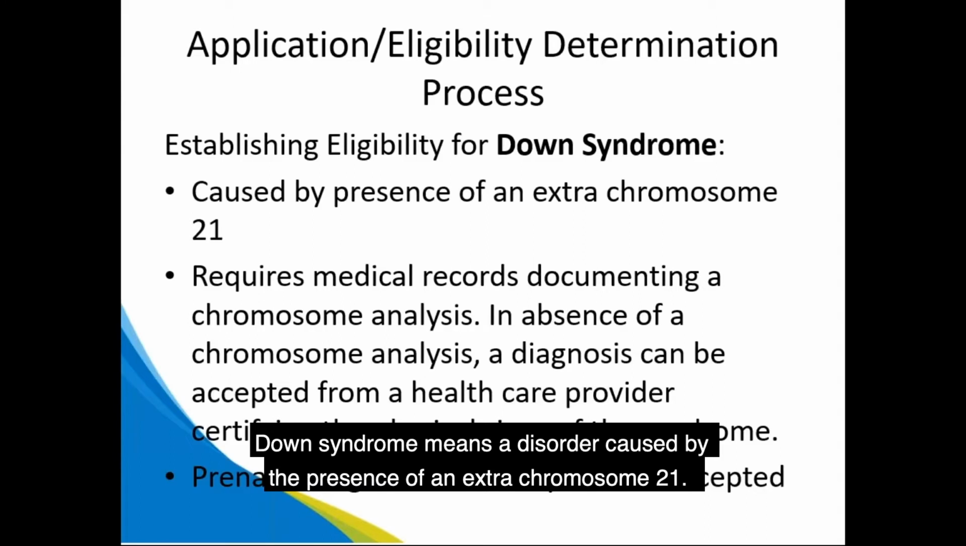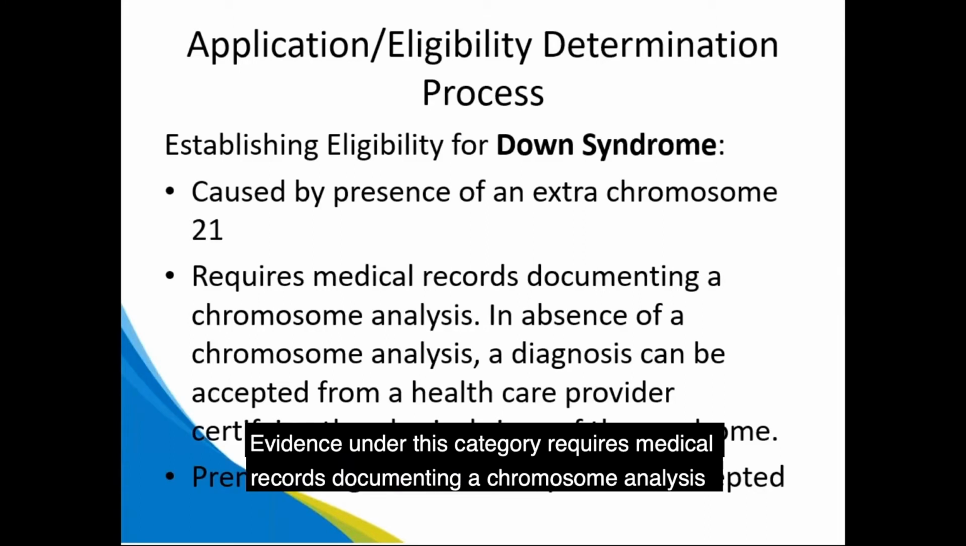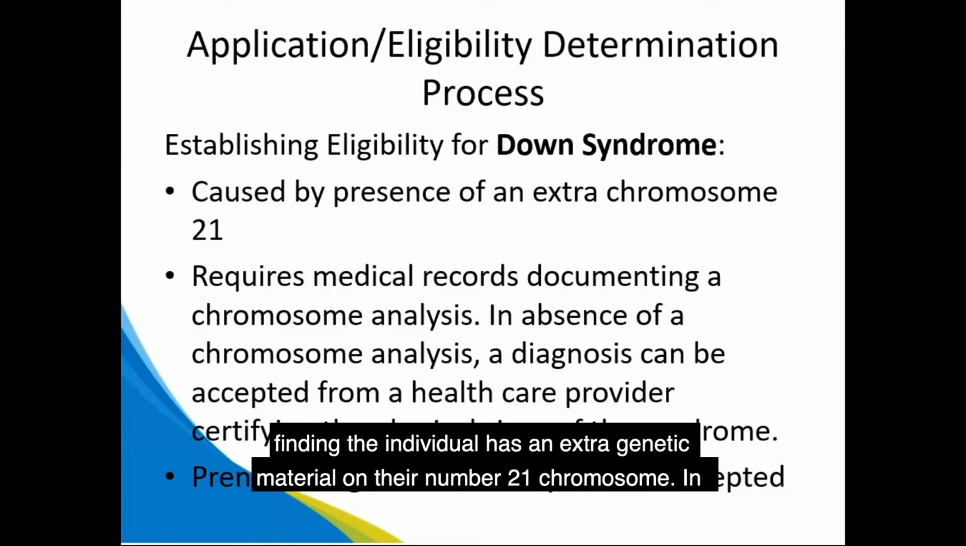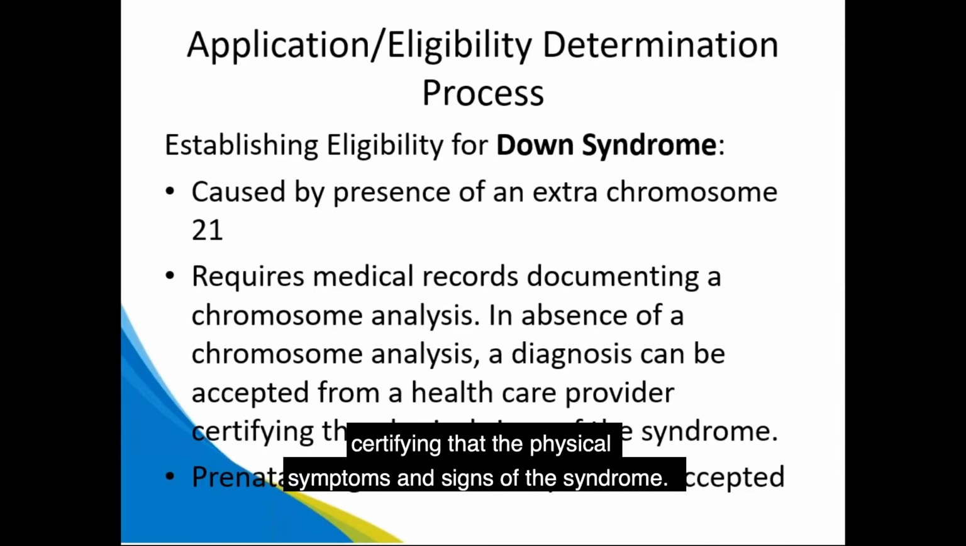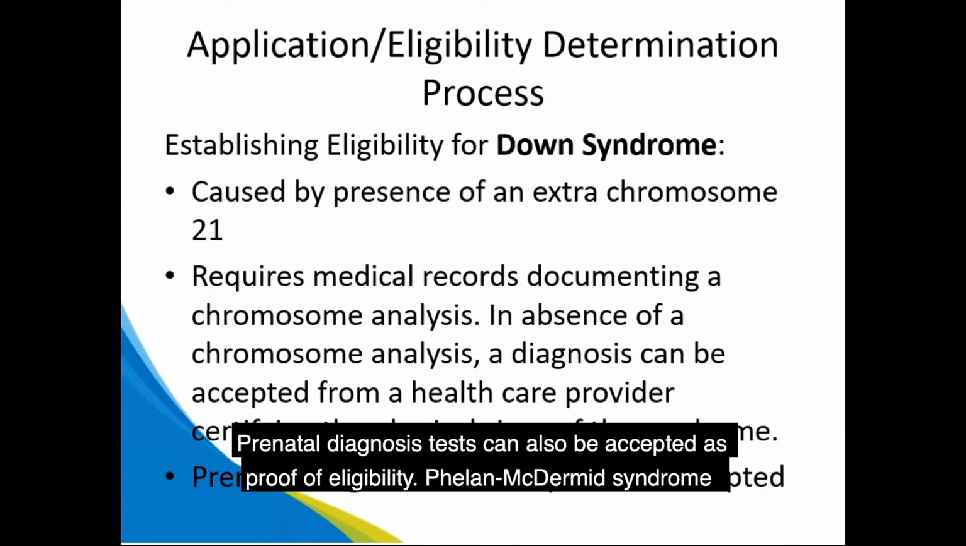Down syndrome means a disorder caused by the presence of an extra chromosome 21. Evidence under this category requires medical records documenting a chromosome analysis, finding the individual has extra genetic material on their number 21 chromosome. In absence of a chromosome analysis, a diagnosis can be accepted from a healthcare provider certifying the physical symptoms and signs of the syndrome. Prenatal diagnosis tests can also be accepted as proof of eligibility.